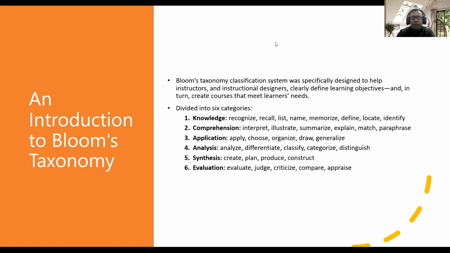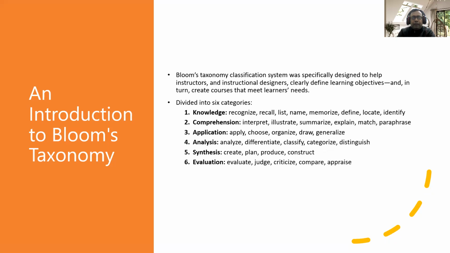In the Q&A section, you can share with me what your learning objectives for these two will be. So, getting back to the six categories.